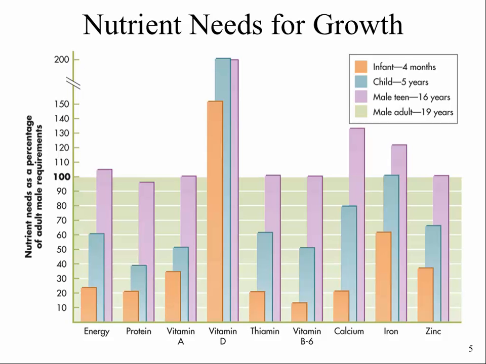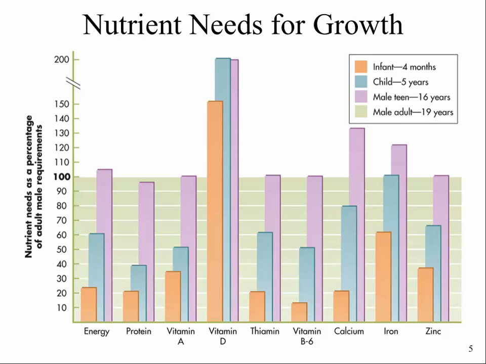Vitamin D is the one I really want to highlight. You have huge vitamin D requirements here. So if you're an infant, you actually need more vitamin D in your diet than an adult male. All right? Why would this be? Bone, okay? Bone. And you see this stays pretty high because there's a lot of bone growth throughout here.